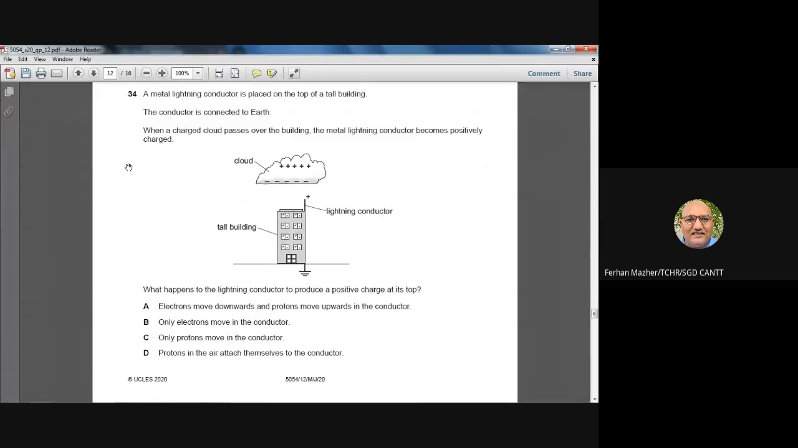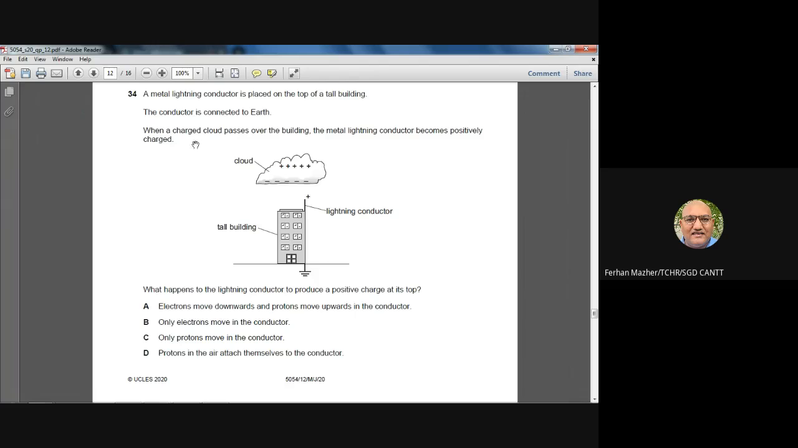A metal lightning conductor is placed on the top of a tall building. The conductor is connected to earth. When a charged cloud passes over the building, the metal lightning conductor becomes positively charged. What happens to the lightning conductor to produce a positive charge at its top?